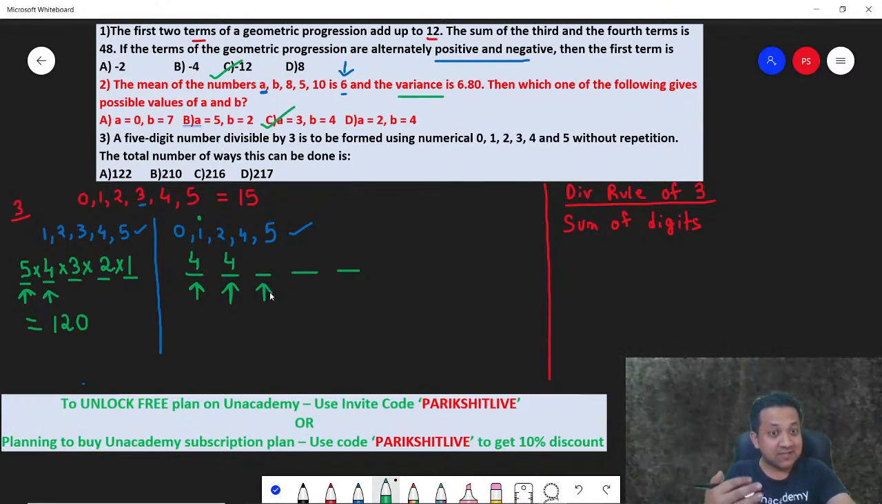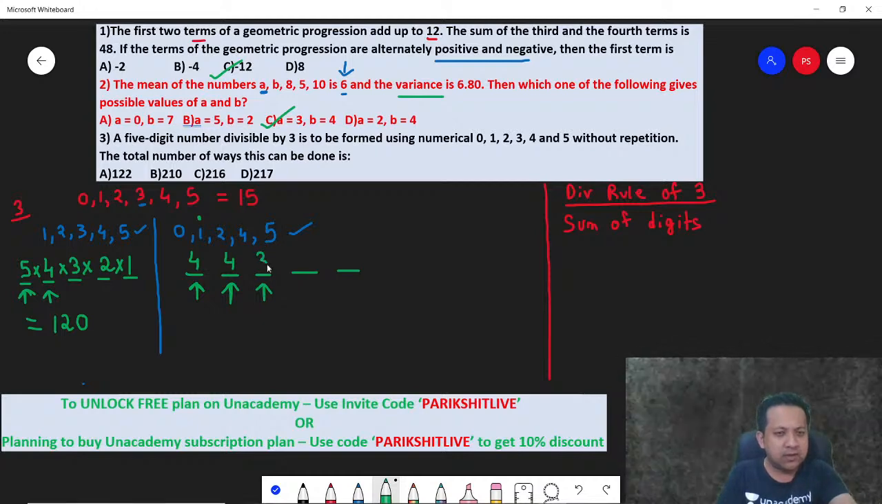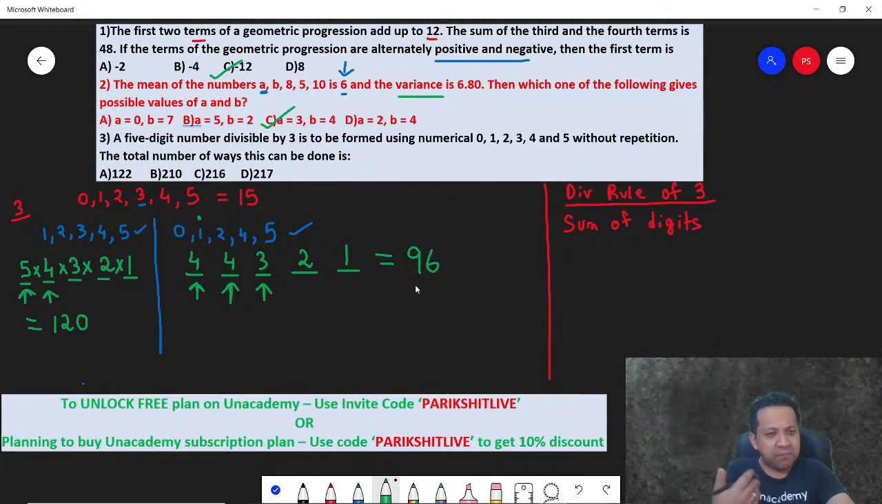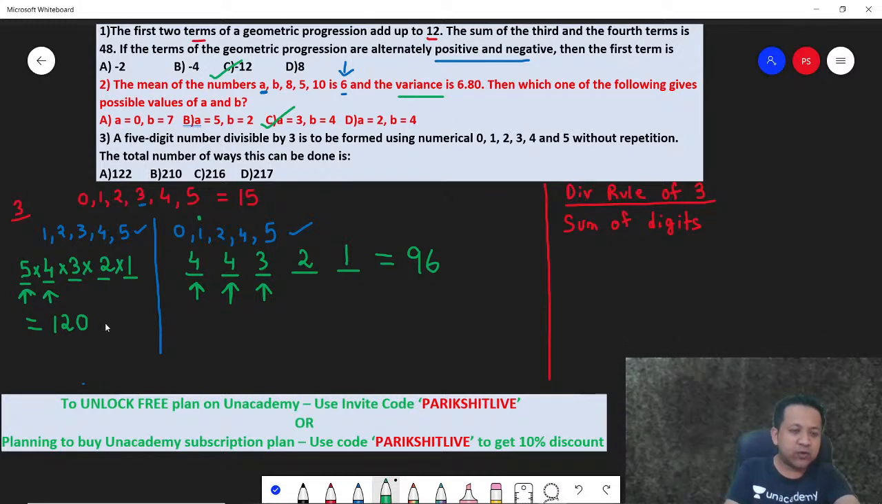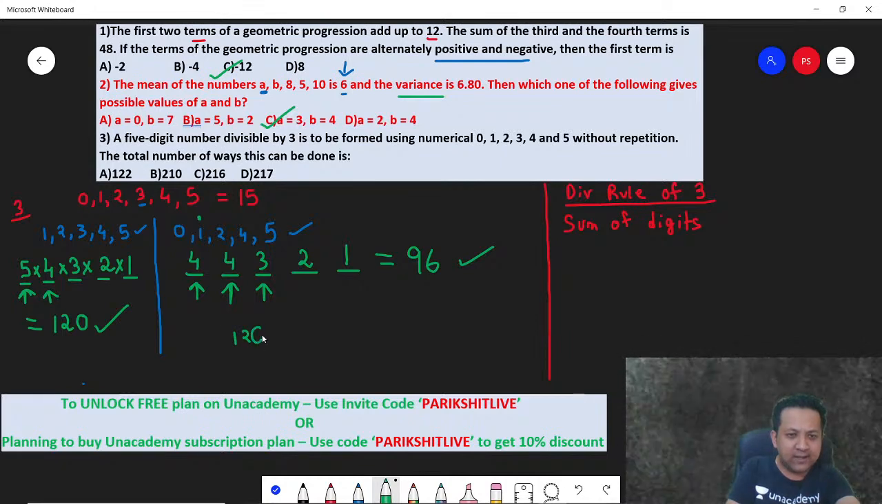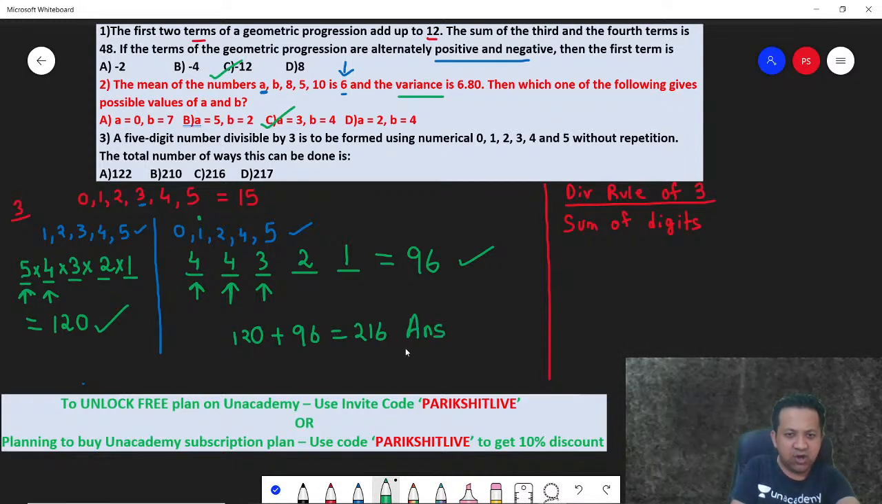Now 2 are gone. You have selected 2 digits. So how many are remaining? 3. Next 2, next 1. So how many total numbers are there? 96. So total, how many 5-digit numbers are possible which are divisible by 3 using the given digits? It is 120 plus 96, which is equal to 216, and that's your answer.